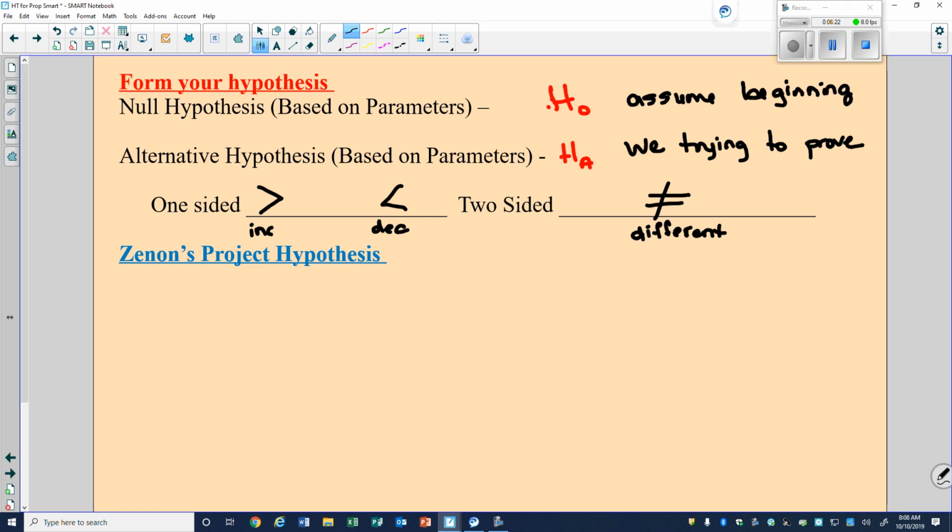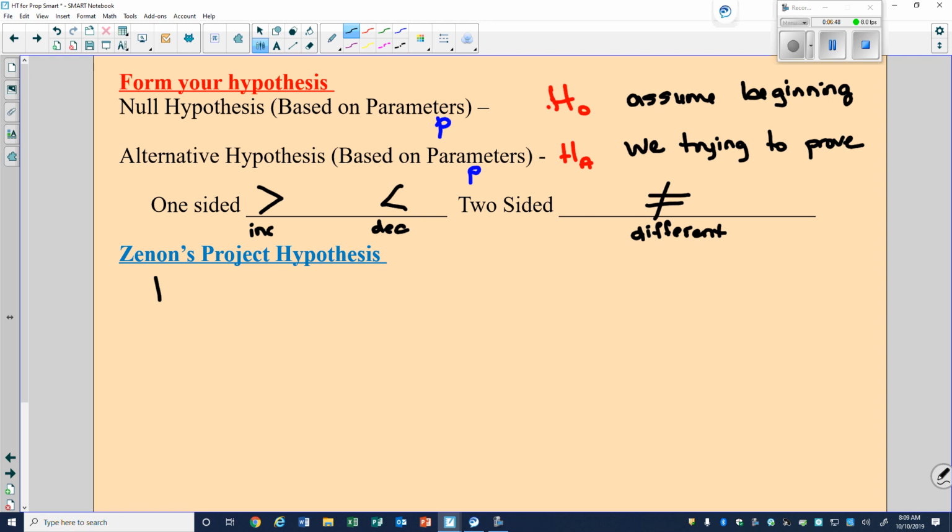Now note that both of these must be based on the parameter that you are interested in. That is the population value of whatever it is you're trying to compute. And in this case, we are looking at proportions. So these hypotheses should always be based on P, the true proportion. So for Zenon's project, where we're looking at the true proportion of those who preferred name brand, his hypothesis will be this.